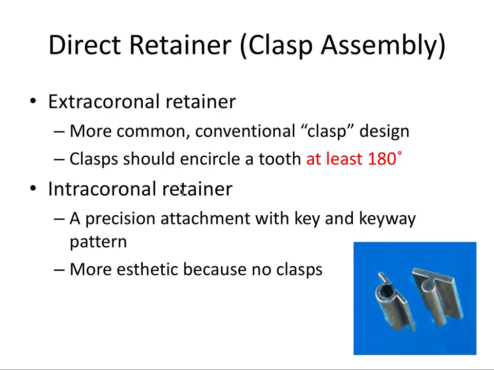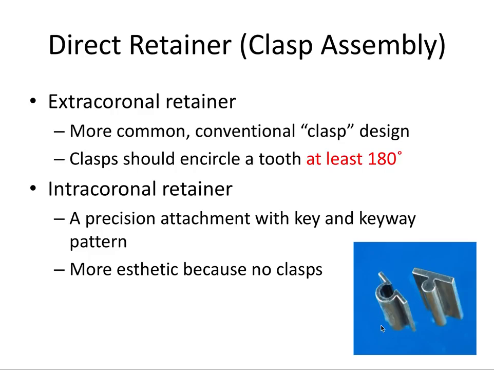We also have an intracoronal retainer, or within the crown. This is a precision attachment with a key and keyway pattern, like in this image. It's more aesthetic because you don't have clasps that wrap around the tooth that you could see from a facial view on smile. But the intracoronal attachments are a little bit interesting and take quite a bit more planning. We mentioned it briefly when we talked about bridges. We talked about the key and keyway arrangement of pieces that can fit and lock together.